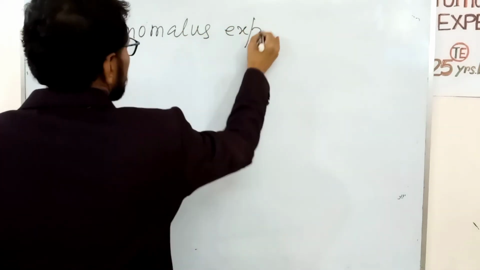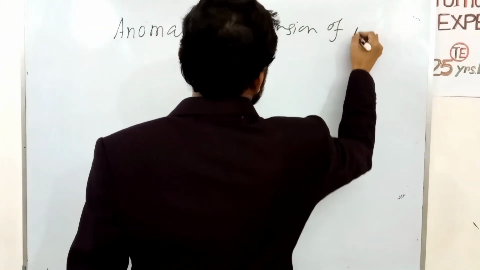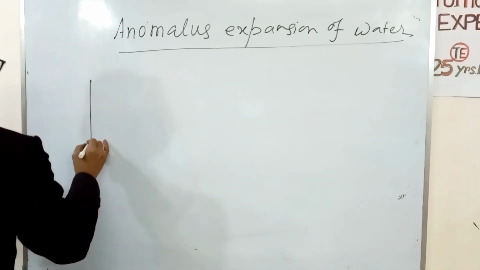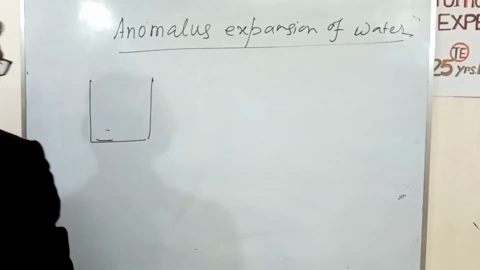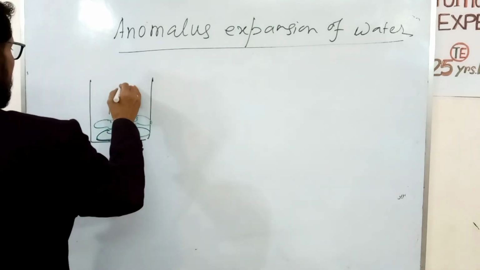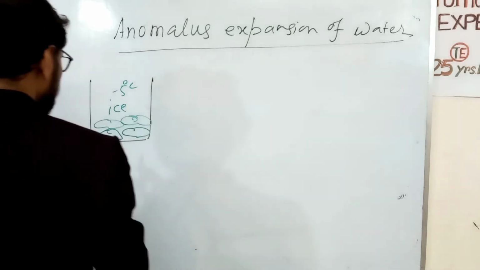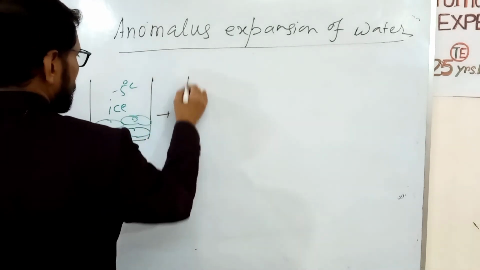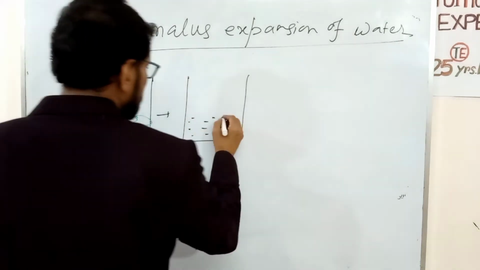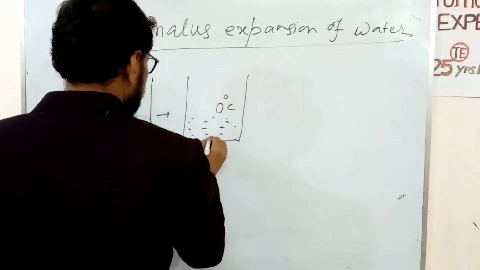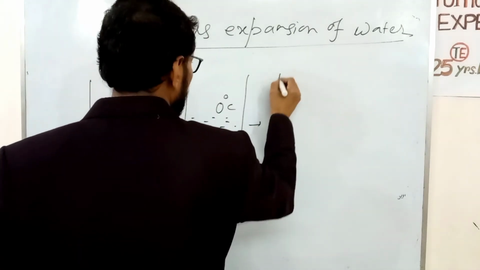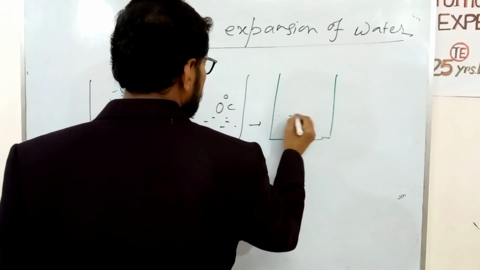Anomalous expansion of water. Suppose in a container some ice is present, and the temperature of the ice is -5°C. Now when heat is supplied, what happens? It is converted to water. Suppose this is water at 0 degree centigrade, and when heat is supplied, the temperature of the liquid water rises.